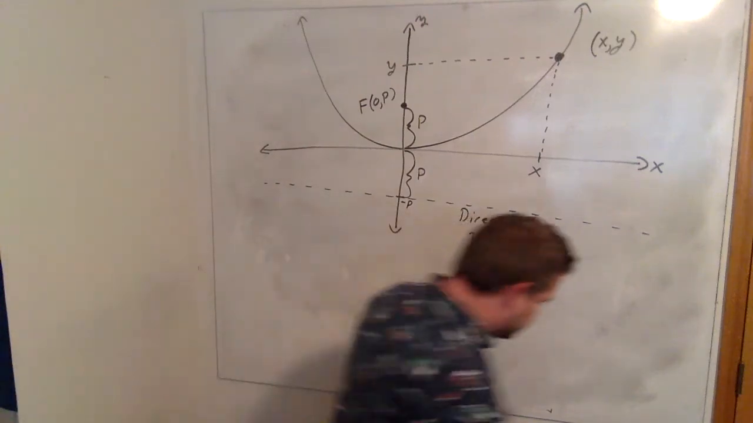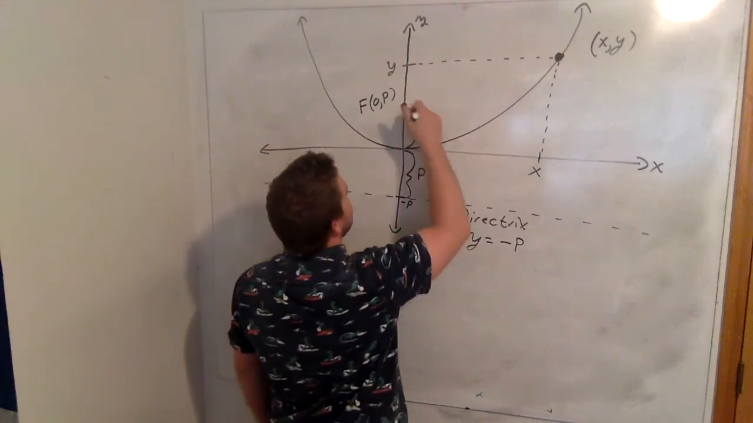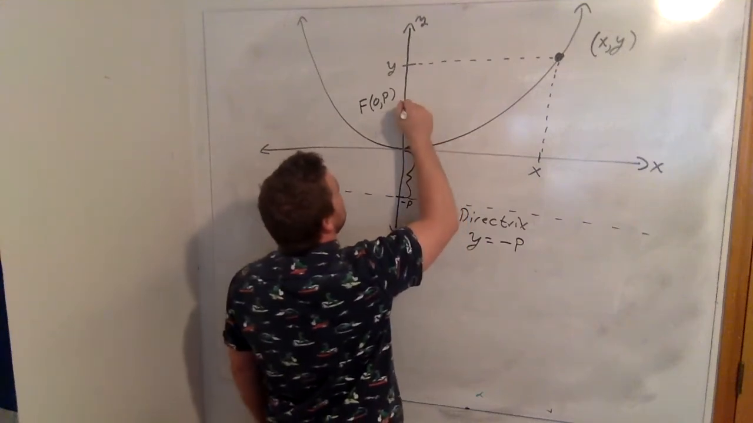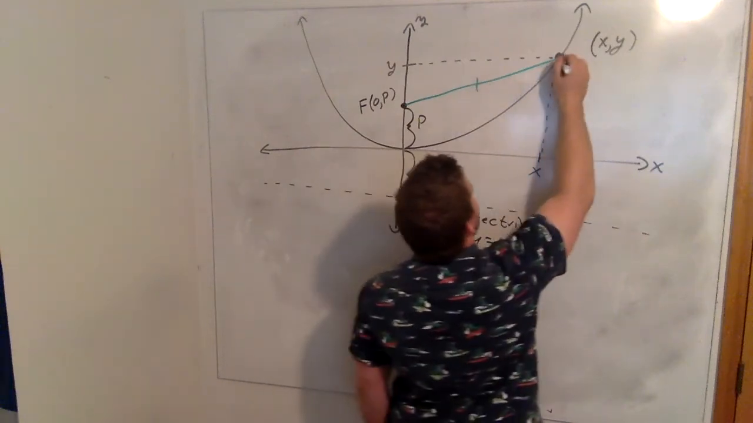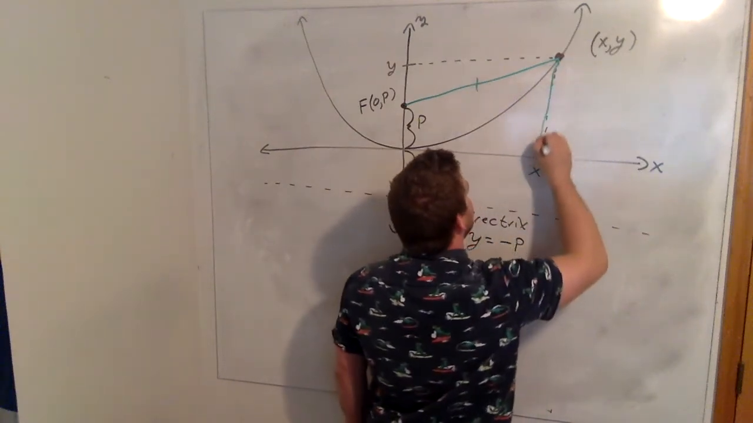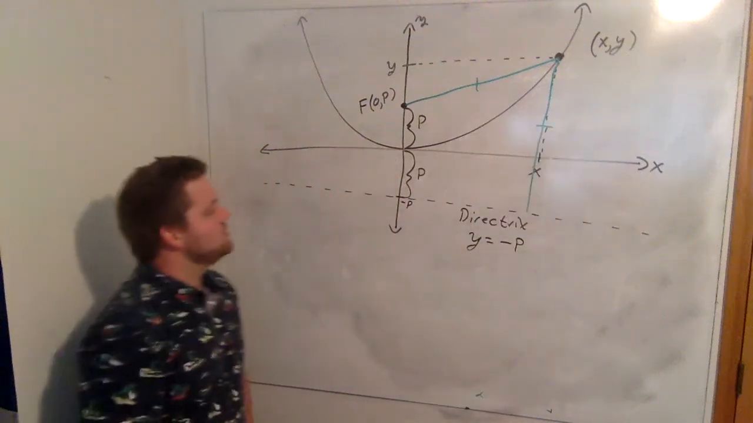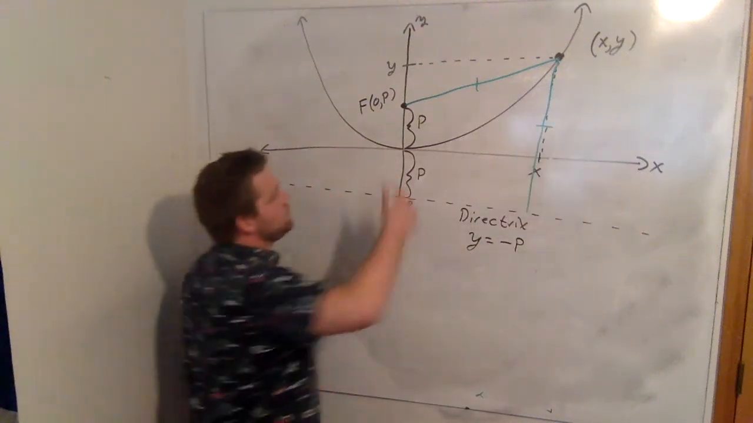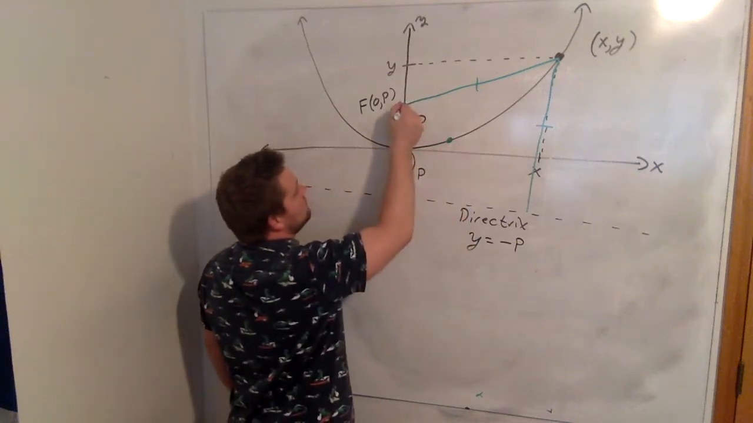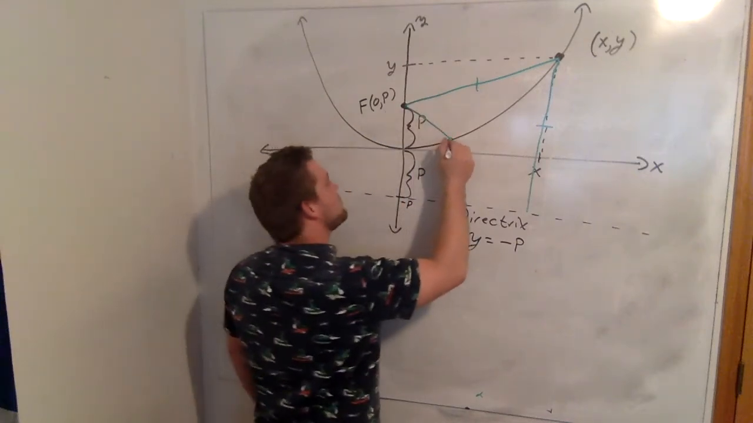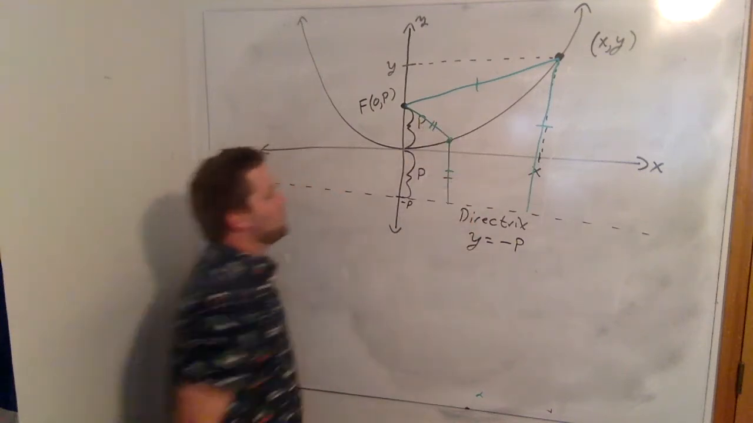And what do we know about this point? Because it's on a parabola, we know that the distance from the focus to the point on the parabola will be the same as the distance from the point on the parabola to the directrix. So these lengths here will be equal. This would be the same if we were at another point. Let's say we had a different point here. The distance from the focus to the parabola, and from the parabola to the directrix, these lengths here will also be equivalent.